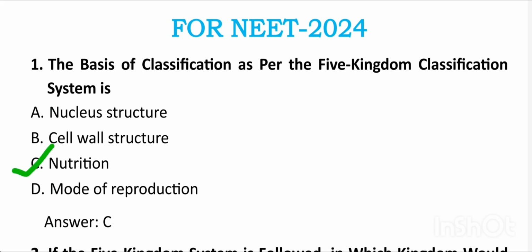Can you tell me what are the five categories or five kingdoms of that five kingdom classification, and who proposed that five kingdom classification? So the five kingdoms are Monera, Protista, Fungi, Plantae and Animalia, and the scientist R.H. Whittaker proposed this five kingdom classification.